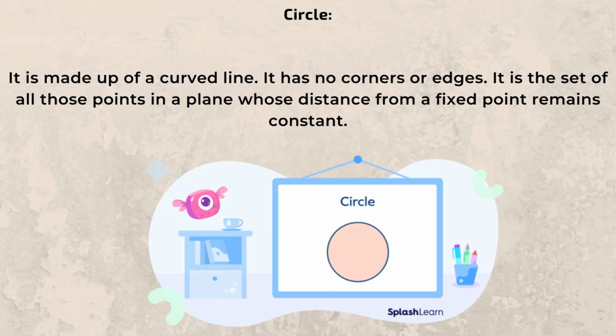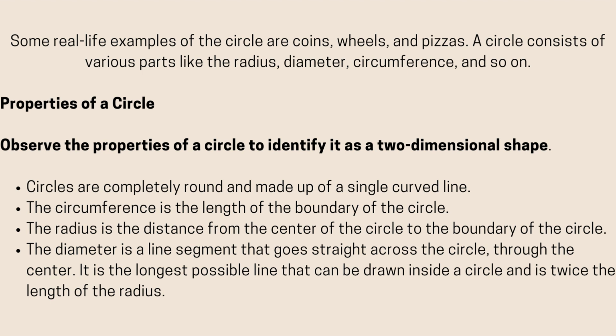Now, what is a circle? It is made up of a curved line. It has no corners or edges. It is a set of all those points in a plane whose distance from a fixed point remains constant. Some real life examples of circles are coins, wheels, and pizza. A circle consists of various parts like radius, diameter, circumference, and so on.